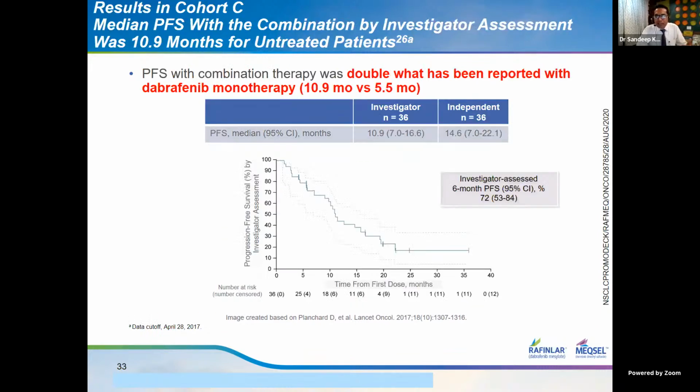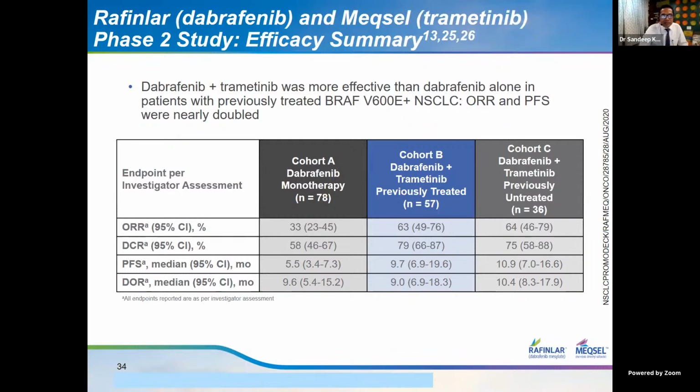Again, PFS, if you see the independent assessment, was around 14.6 months, which is around 3 times what we had seen with the single agent, and twice that of single agent therapy, that is 10.9 months. So progression-free survival was around 5.5 months compared to 9.7 months in the heavily pretreated population, and 10.9 months in the treatment-naive patients. Duration of response was again 9.6 months, 9 months, and 10.4 months. So the trial clearly demonstrated that the combination therapy should be the treatment of choice, particularly in the treatment-naive population.